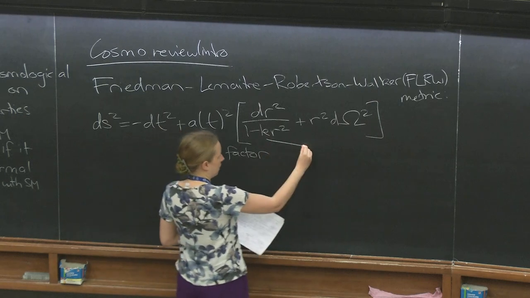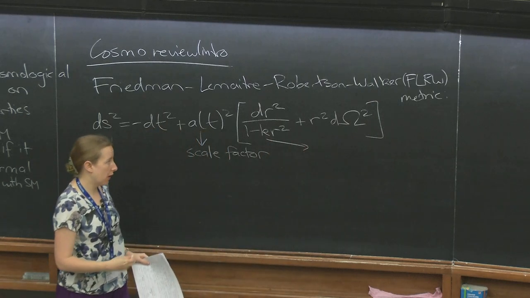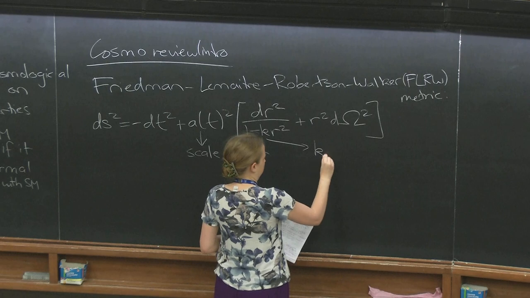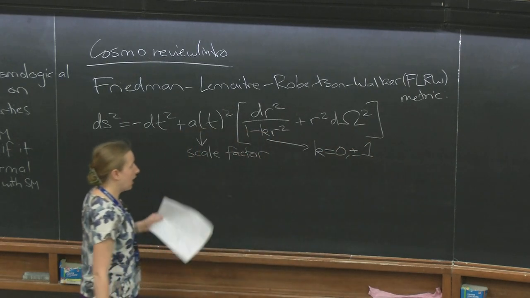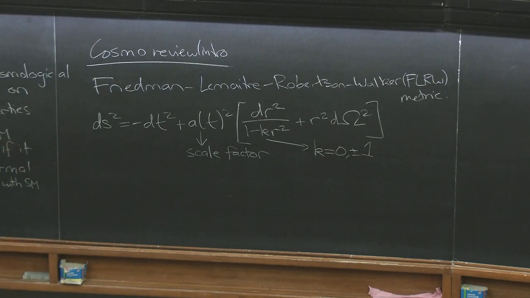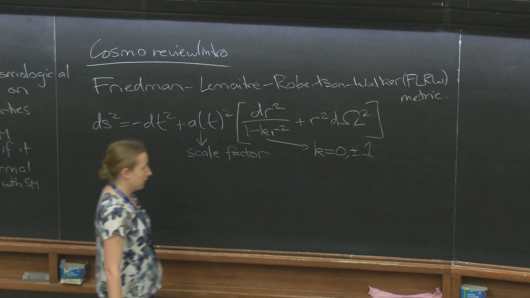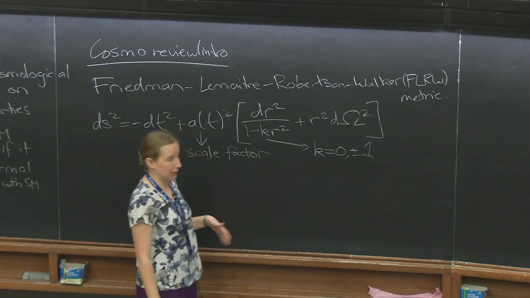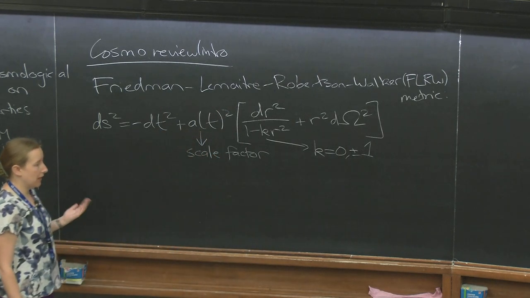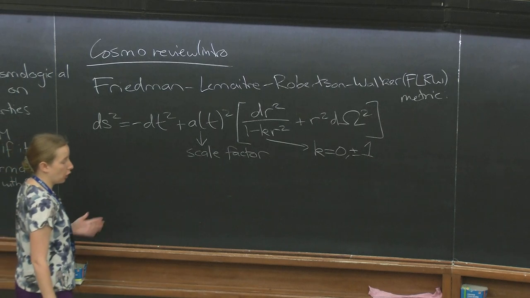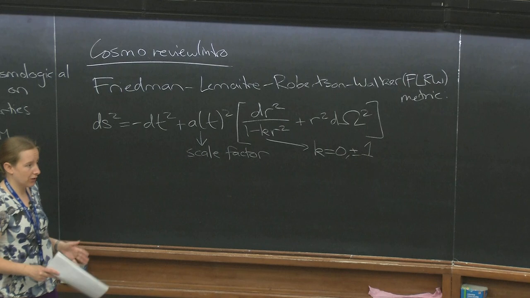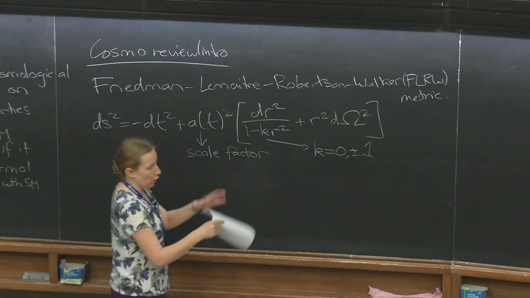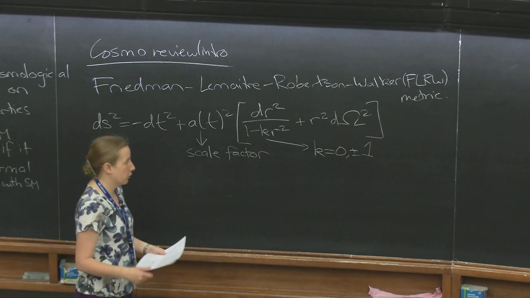This k parameter can be 0 or plus 1 or minus 1. In principle, these all give rise to solutions that have the properties I just described, that they're spatially homogeneous and isotropic. We refer to k equals 0 as being spatially flat, k equals 1 and minus 1 being positively and negatively curved spaces. So these are like the analogs of a sphere versus a hyperboloid, except over three dimensions instead of being two-dimensional surfaces.